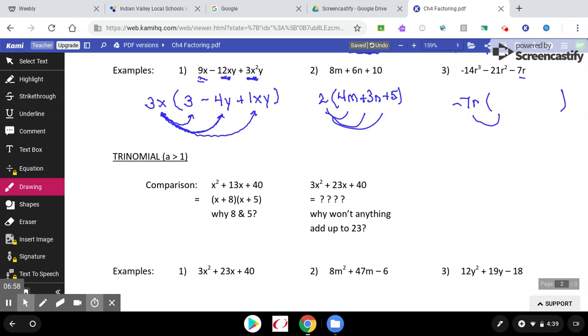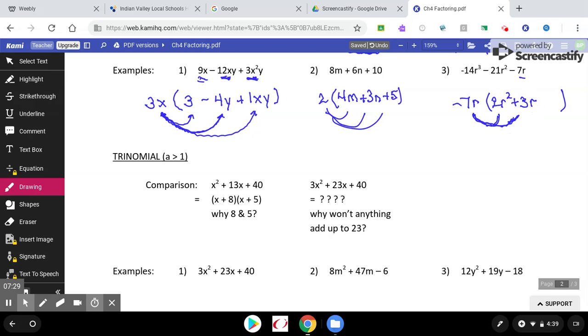So negative 7 times what would be 14? Positive 2. If I had 1r, how many more r's do I need to get that r cubed? I would need 2 more. So a negative times a positive would give me the 21. And 7 times 3. Again, if I have 1r, how many more r's do I need to come up with that r squared? 1 more.